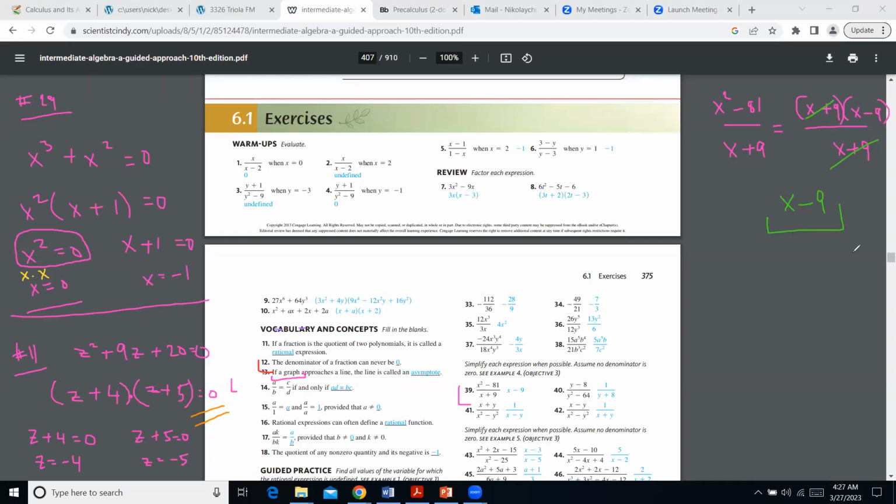So here we have another example of factoring usage in order to simplify fractions. So I just factored and I was able to cancel my x plus 9.